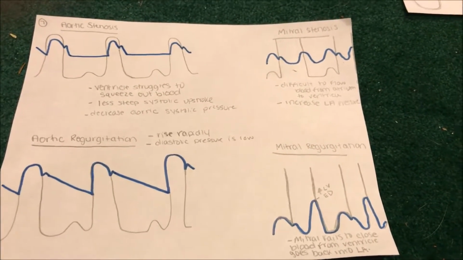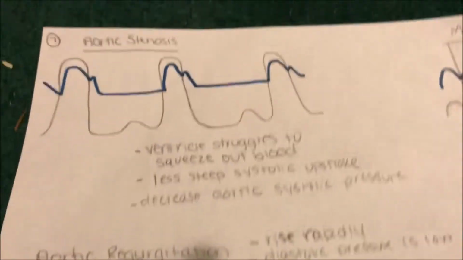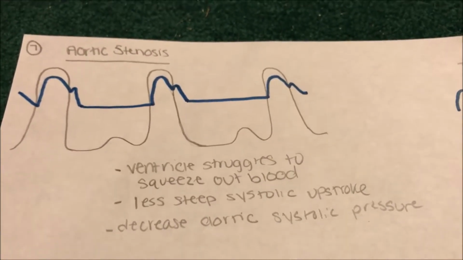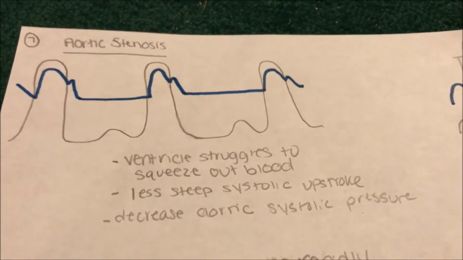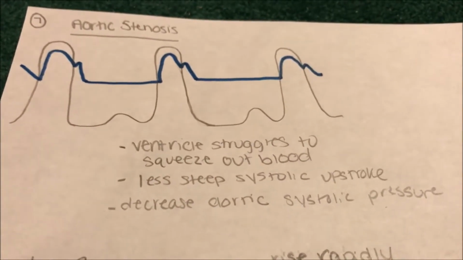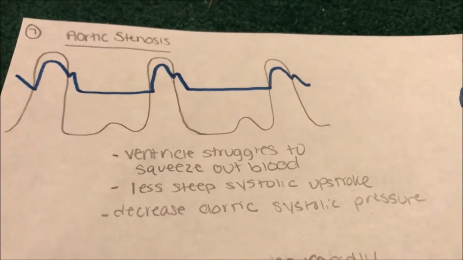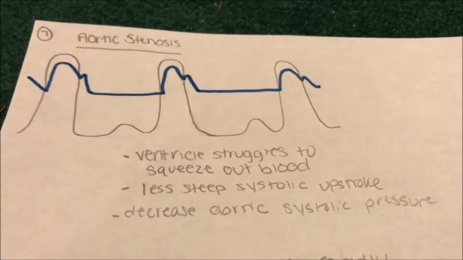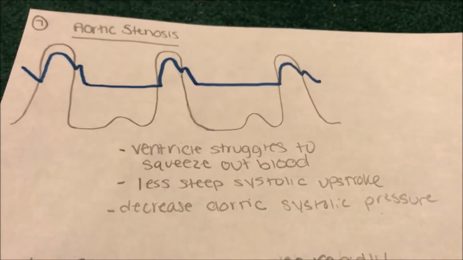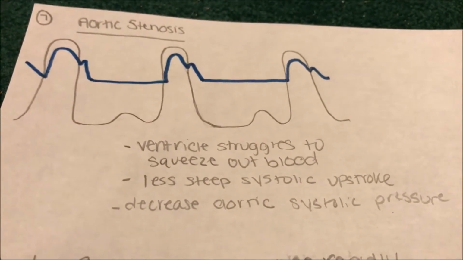Finally, we have valve diseases. We're going to start with aortic stenosis. An aortic stenosis waveform looks like this. You have the left ventricle and you have the aortic waveform. With this, the ventricle struggles to squeeze the blood out because the valve that it's trying to push through is very tight. So the ventricle pushes and not a lot of blood gets through.